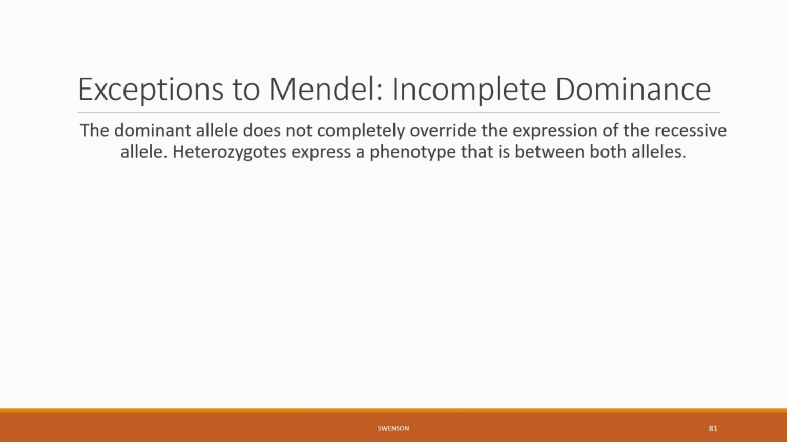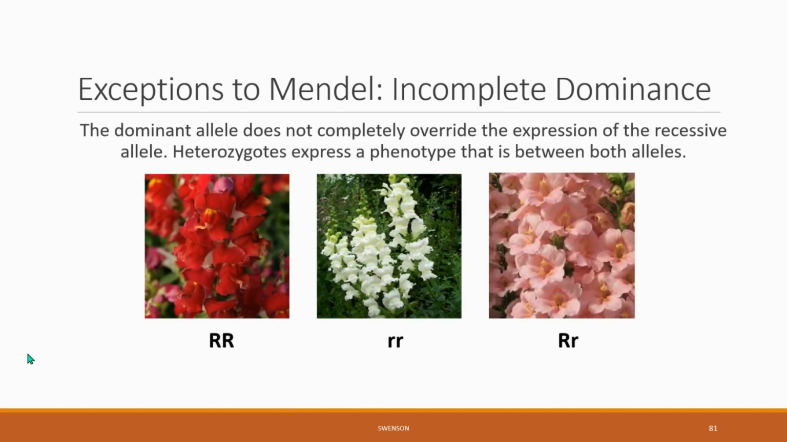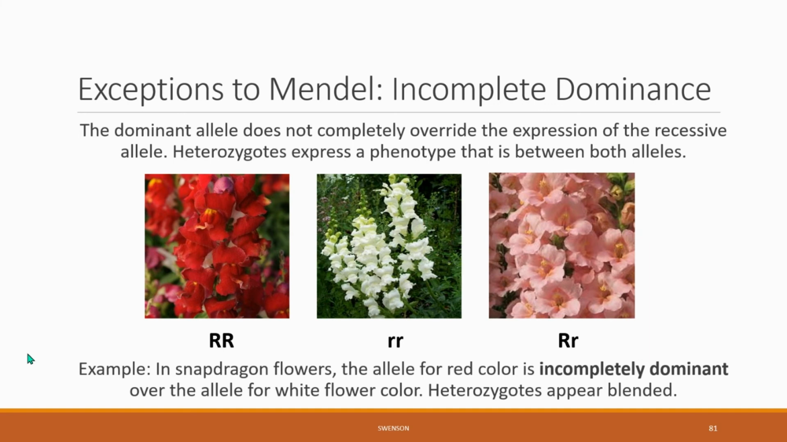Another exception is incomplete dominance, whereby the dominant allele does not completely override the expression of the recessive allele. Heterozygotes express a phenotype that is between both alleles. An example, in snapdragon flowers, the allele for red color is incompletely dominant over the allele for white flower. Heterozygotes appear blended, so a capital R lowercase r genotype provides a pink colored flower.